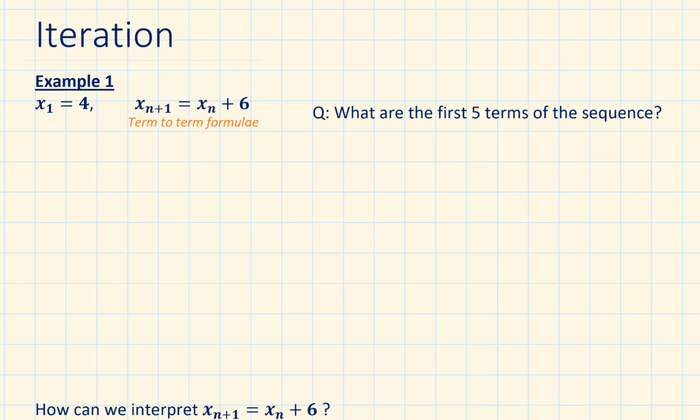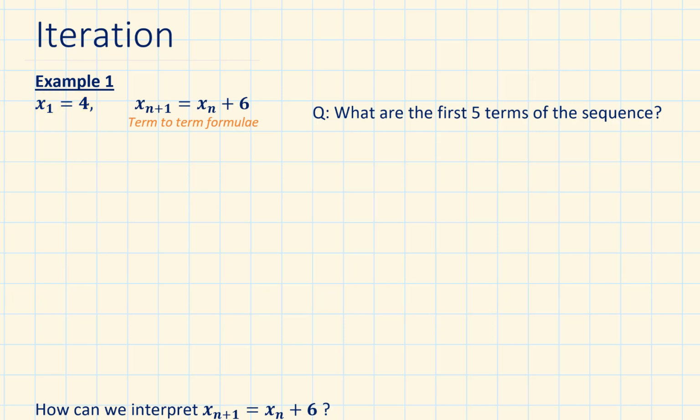Hello everyone, in this lesson we will cover iteration. Our iteration formula is x_{n+1} = x_n + 6. This is also known as a term-to-term formula because when we know a term, let's say x_n, we can work out the next term. In our example, the first term, x_1, is given. All we have to do is plug in x_1 and add 6 to it to work out the next term.